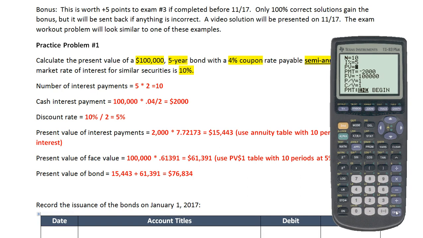Now we can Alpha Solve. And we see the same number, right? 76,834. This one would technically round up to the nearest dollar, but that's one of the weaknesses with our table, it does cut off the decimal. It only has 5 decimal places, so don't worry if it's off by a few dollars.